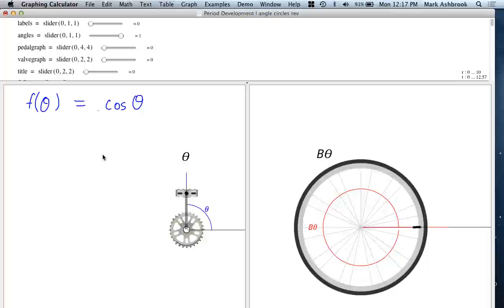So now, turn the page. We want an expression of theta to define the angle rotation of the tire valve in terms of the angle rotation of the pedal angle. So we're looking for the angle swept by the tire valve in terms of the angle swept by the pedal. So given the angle swept by the pedal theta, what would the angle swept by the tire valve be?